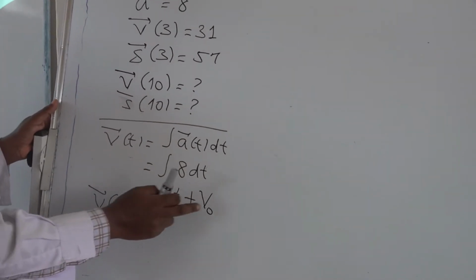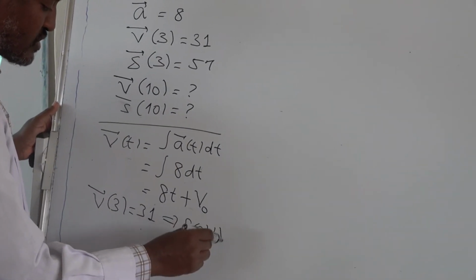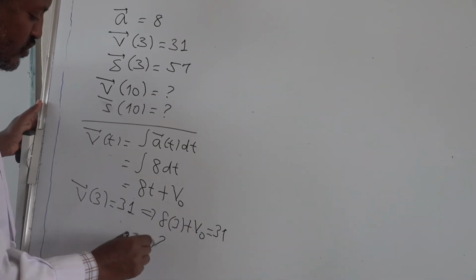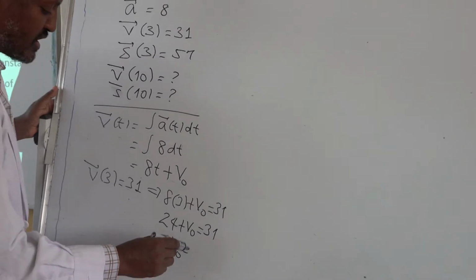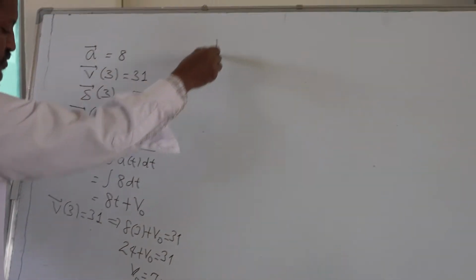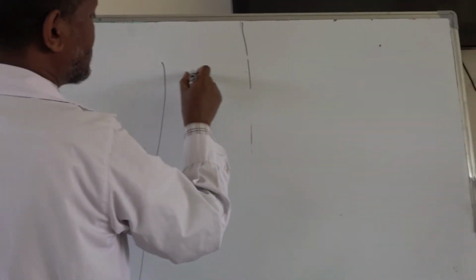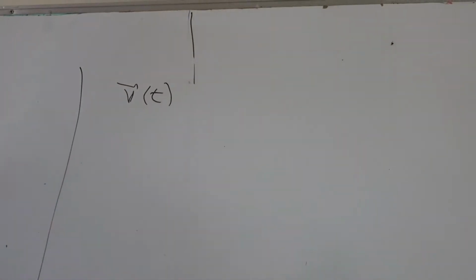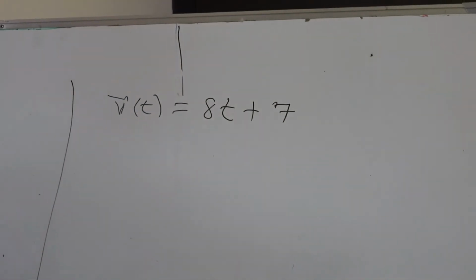Now from this we can calculate for v naught. So v of 3, 31 means 8 times 3 plus v naught is 31. 24 plus v naught is 31. Therefore, the initial velocity is 7 meter per second. This is the initial velocity of that moving object. So, we can write the velocity of this particle as 8t plus v naught. But my v naught is calculated to be 7, so I'll have 8t plus 7. This is the velocity at any time t.